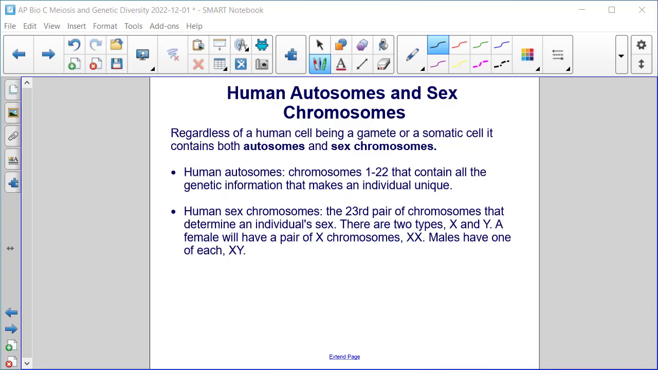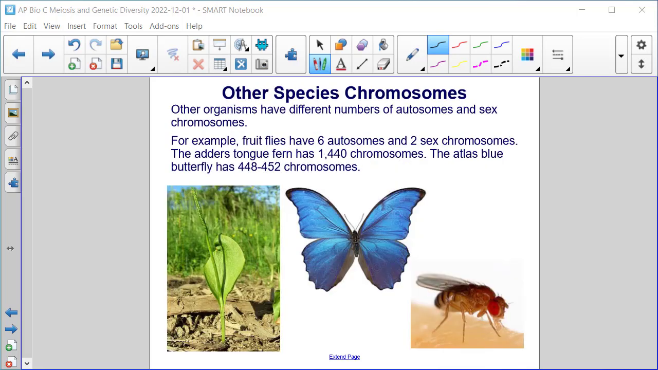Human autosomes are chromosomes 1 through 22 that contain all the genetic information that makes an individual unique. Human sex chromosomes are the 23rd pair of chromosomes that determine an individual's sex. There are 2 types, X and Y. A female will have a pair of X chromosomes, XX. Males have 1 of each, XY.